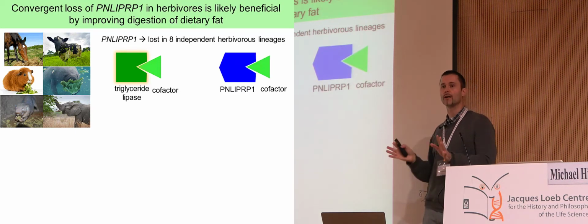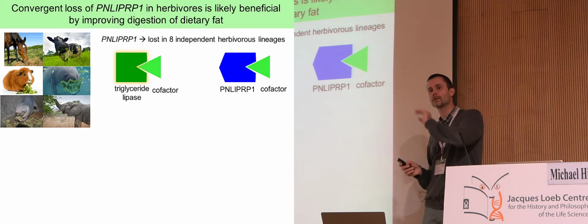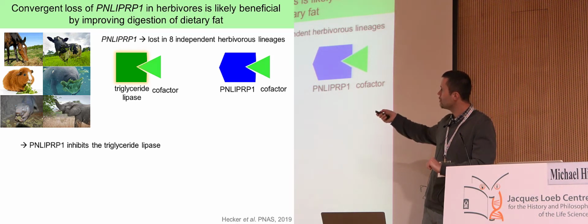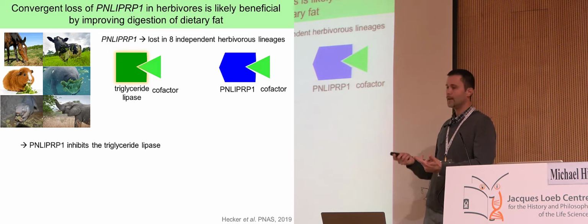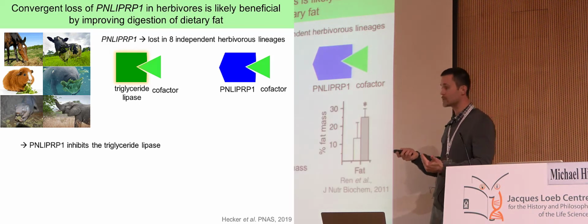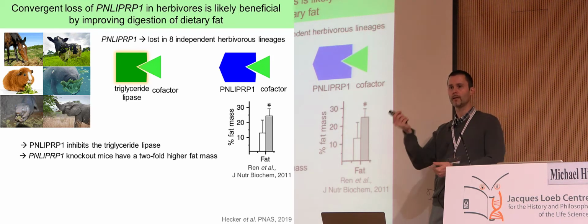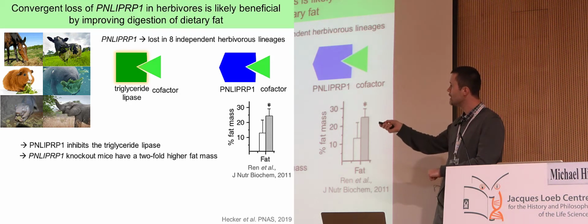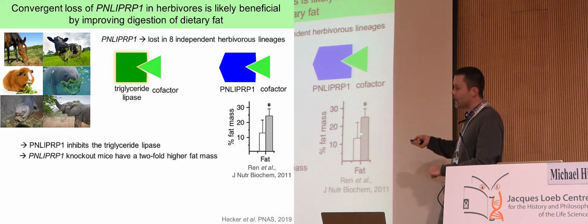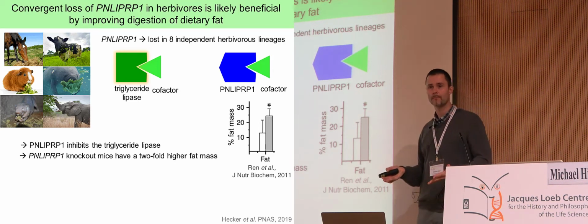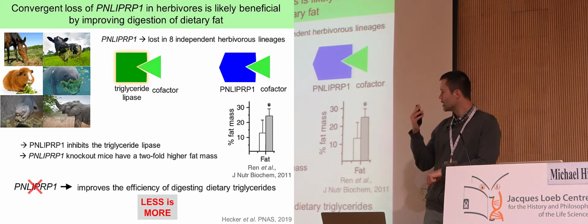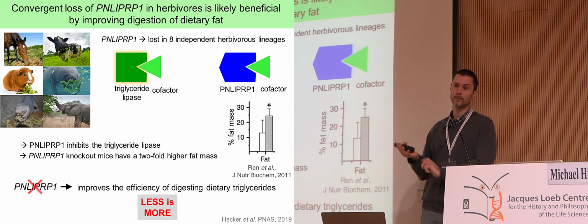PNLIP-RP1 itself has no enzymatic activity, but it can bind and sequester this cofactor. And that means if you have this gene, then you inhibit the triglyceride lipase by competing for binding with the cofactor. And this effect you can actually see in mouse knockout studies where this gene is selectively inactivated. And they could measure that enzymatic activity is drastically increased. And those mice on a regular diet pretty much double their fat content. So inactivating this gene provides a means to improve the efficiency of digesting dietary triglycerides.